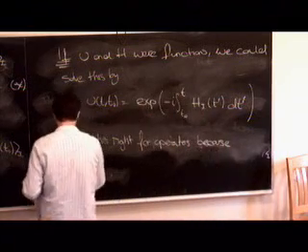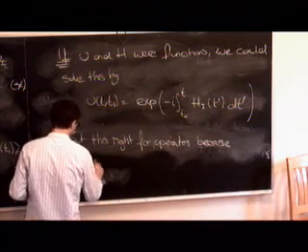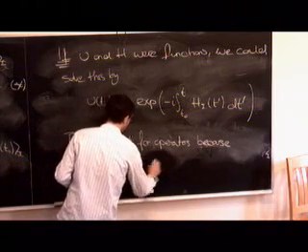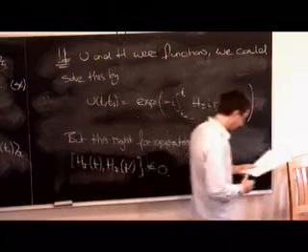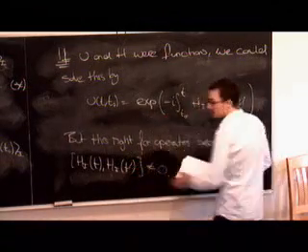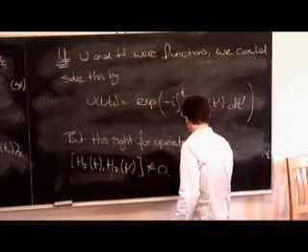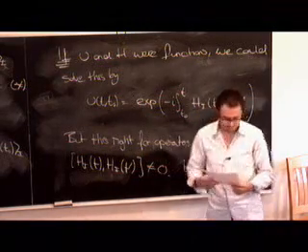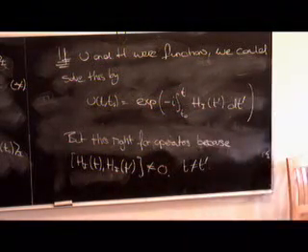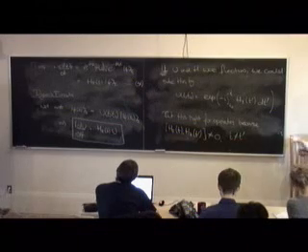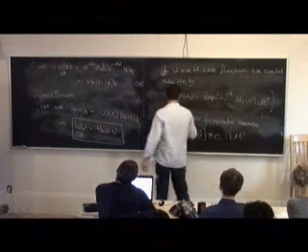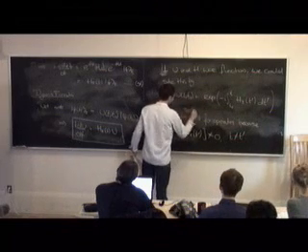Because it's typically not equal to 0 when t is not equal to t prime. But this, yeah, thanks. Yeah, that's important.